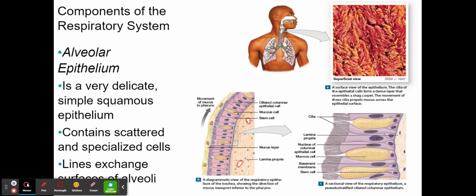A pseudostratified ciliated columnar epithelium, comparable to that of the nasal cavity, lines the superior portion of the lower respiratory system. The smaller bronchioles have a cuboidal epithelium with scattered cilia. The exchange surfaces of the alveoli are lined by a very delicate simple squamous epithelium. Other, more specialized cells are scattered among the squamous cells, and together they form the alveolar epithelium.